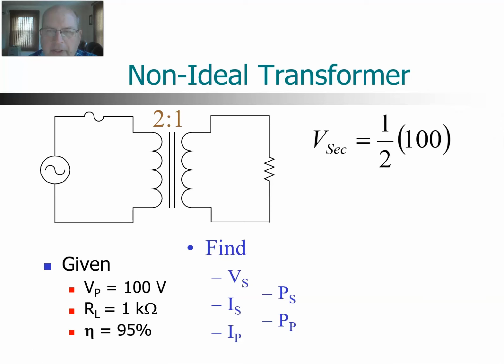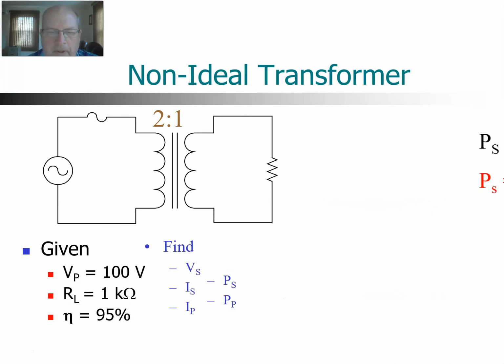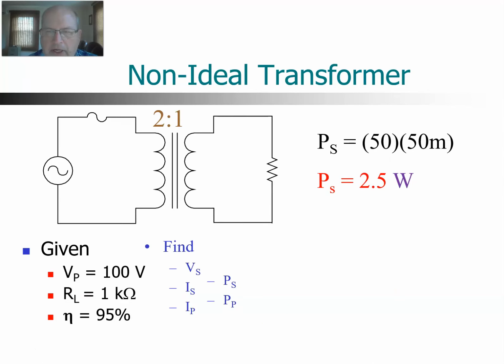So the very first step is to find our voltage. 100 divided by 2 gives us 50 volts. Then we can do the current. 50 divided by 1K gives us 50 milliamps. And then we can do the power. Power in the secondary is 50 times 50 milliamps gives us 2.5 watts.